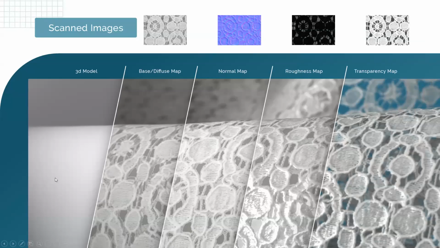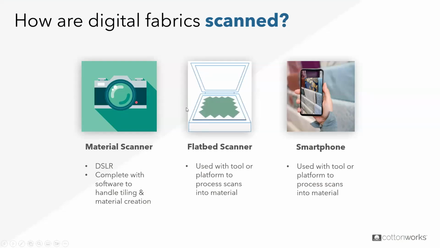Here in this example, on the left, we have the 3D model with no texture applied. Next we add the base or diffuse texture. When we add the normal map, we get a little bit of lighting information. When we add the roughness map of this fabric, we see the shine properties that it has. When we finally add the transparency map, we can see that this fabric is actually a lace, and it has areas that are holes. So when you have a complete texture stack, you can really represent all the characteristics of that fabric in a digital environment. So how are digital fabrics scanned?